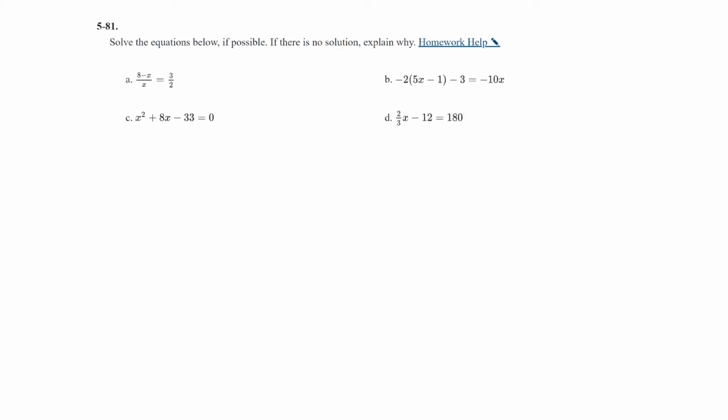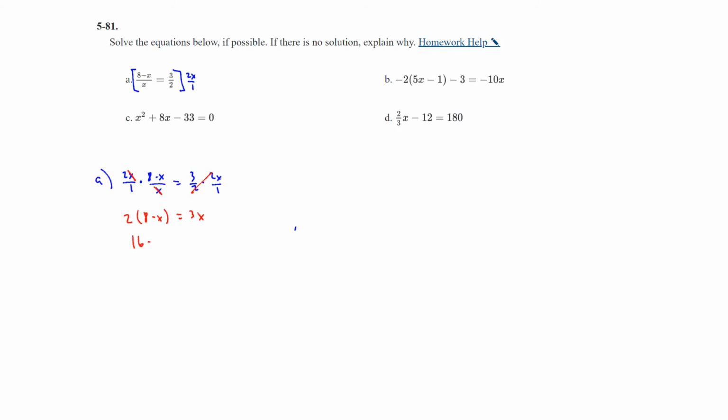Question 81. Solve the equations below. If possible, if there is no solution, explain why. So let's go ahead and just start with A. I'm going to multiply both sides of the equation by 2x, and I'll show that below. So I'm going to do 2x over 1 times (8 minus x) over x is equal to 3 over 2 times 2x over 1. And what's going to happen is you have x divided by x, which creates that giant 1, and then you're left with 2 times (8 minus x) is equal to 2 divided by 2 is 1, and then 3 times x.